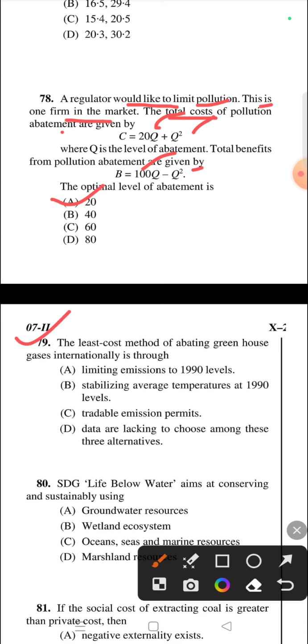Question number 79. The least cost method of abating greenhouse gases internationally is through tradable emission permits. Option C. Question number 80. SDG Life Below Water aims at conserving and sustainably using oceans, seas and marine resources. Option C.